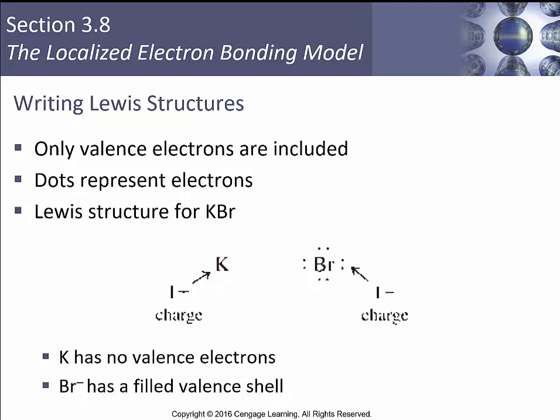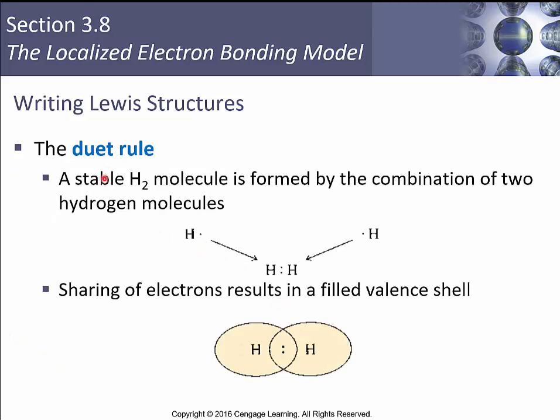Okay? Writing our Lewis structures for covalent compounds is a little trickier because now we're talking about sharing electrons. So we're going to do something called the duet rule. A stable H2 molecule is formed by the combination of 2 hydrogen atoms. Each hydrogen has 1 dot for 1 electron, and when we combine them, they're each going to share that electron like we saw before. They're sharing those 2 electrons equally between them. There's an overlap between them, and so we can draw 2 dots in between them, or we represent that as a line. Each line that we get that represents a single bond represents 2 shared electrons.